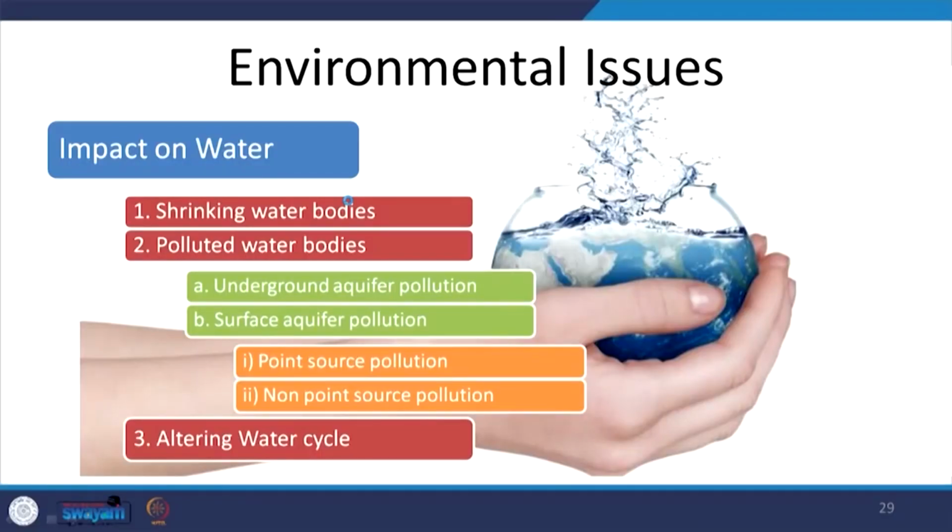When the water cycle is altered because of one of the human activities, it has an impact on the size of the water bodies, and the water bodies shrink. Once they shrink, they have a lesser capacity to carry the pollution, the contamination, the waste, and they easily become polluted. So, all these three are interrelated. Let us see how the water cycle is being altered.